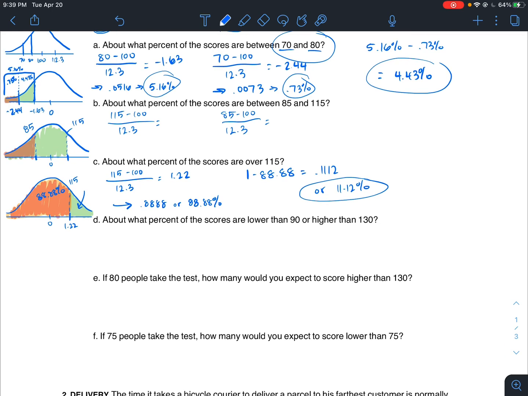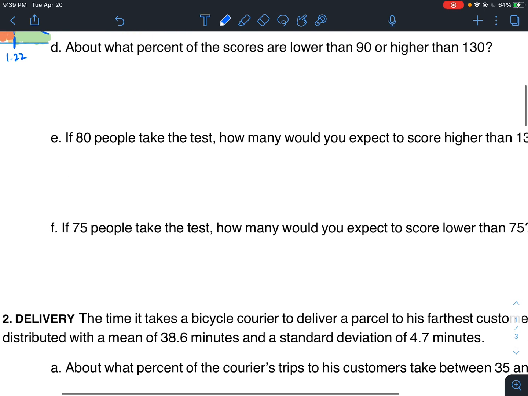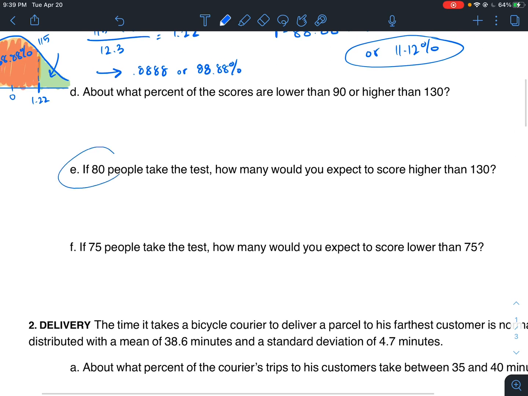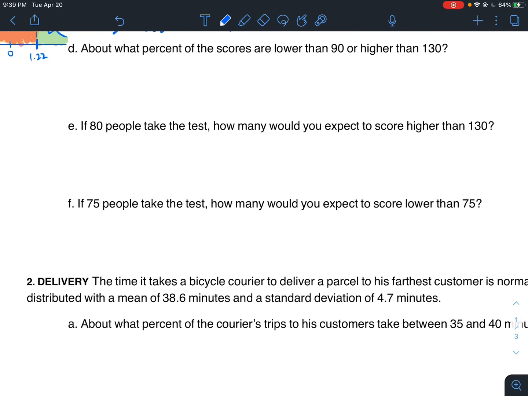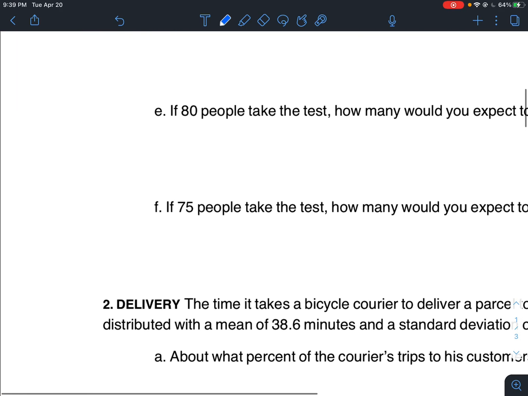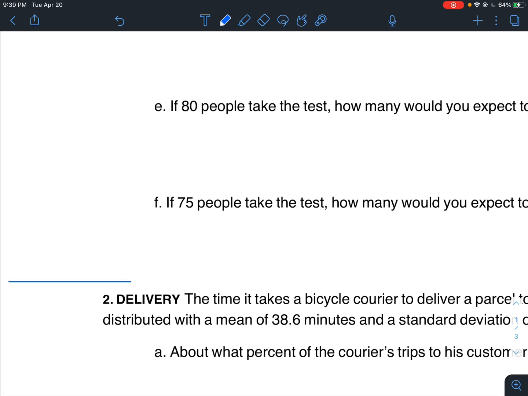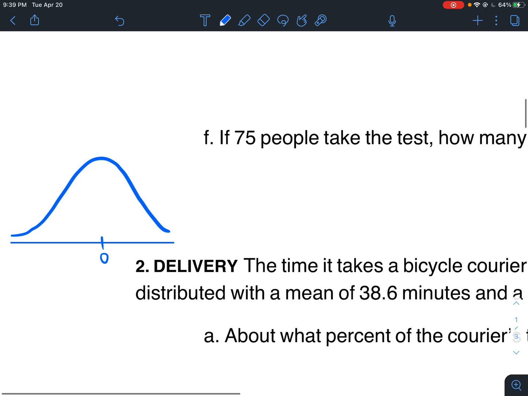Okay. Now for something like f, both of these are pretty similar to what we did last time. So let's do f. It's pretty similar to e. In f it says if 75 people take the test, how many would you expect to score lower than 75? So I need to find the percentage that score less than 75 first. In a standard normal curve for this data set, the mean is 0, or 100.